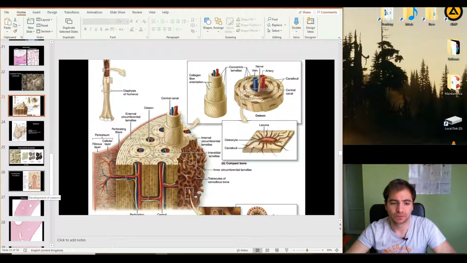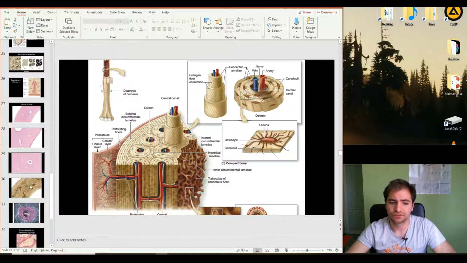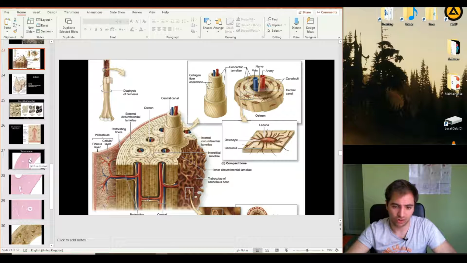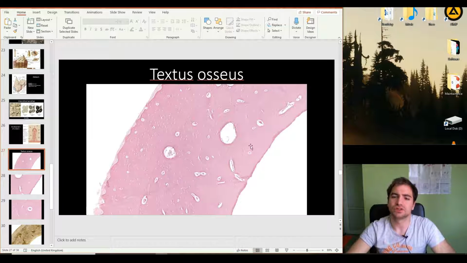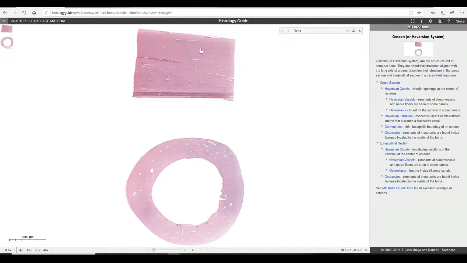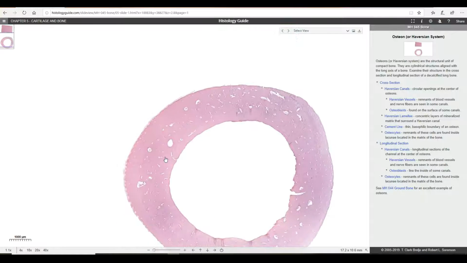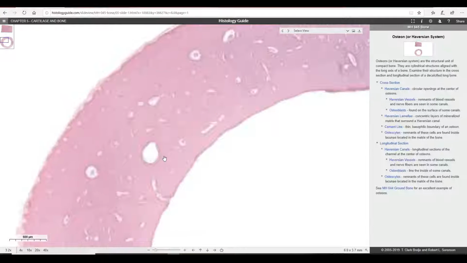So we discussed all of the different structures, and let's start focusing on the compact bone when it comes to the microscopical level. The structure in the department, and of course in the histology guide, is called textus osseus. Here's where we find the true compact bone. This is the cross section, and this is the longitudinal section. So let's start first with cross section. We can see everything much better here.